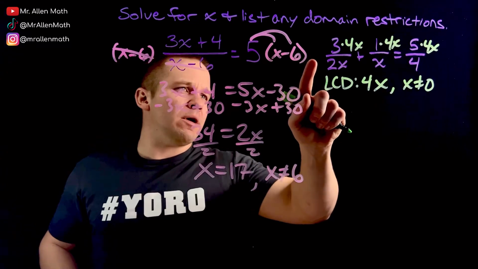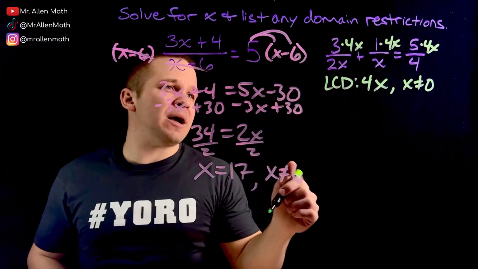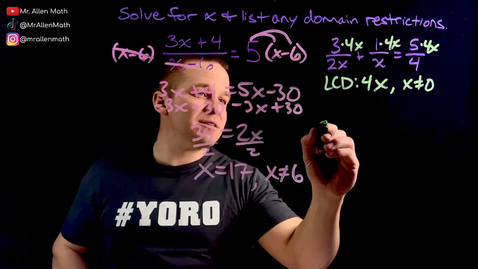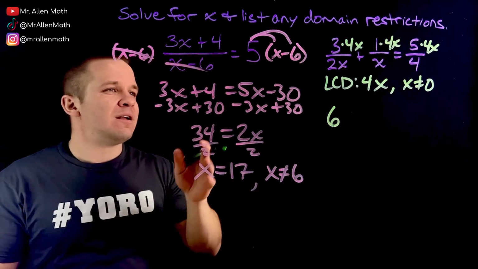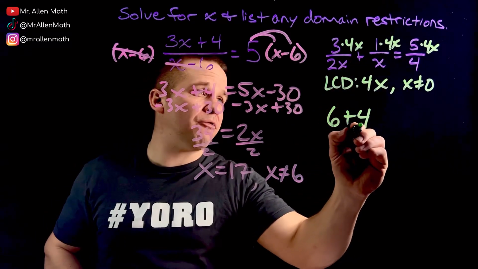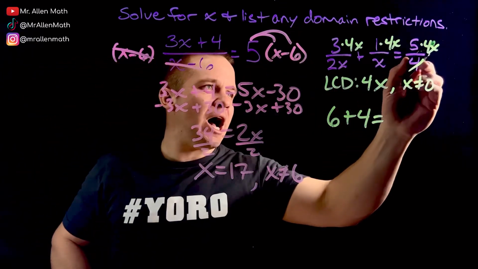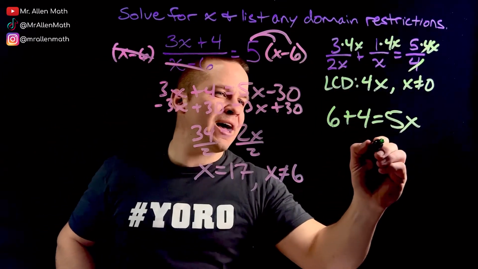Here, my x's cancel, and I got 12 divided by 2. That's going to give me 6. Next one here, my x's are gone, and I've got 1 times 4, which is 4. And the last one here, the 4's are out of here, and I'm left with 5x.